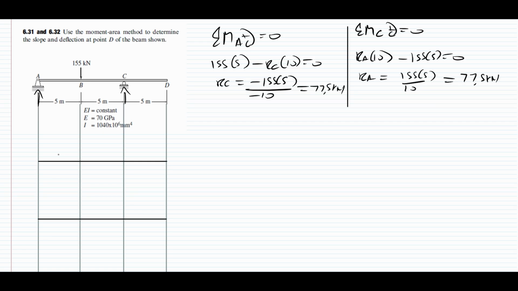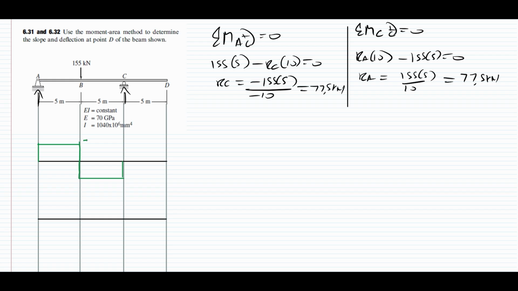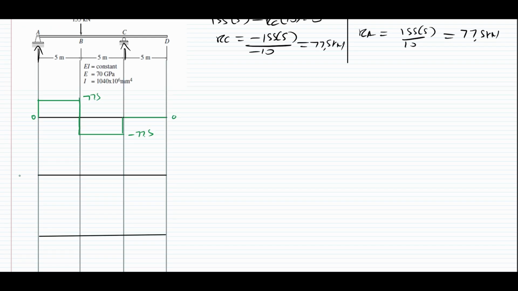Now let's do our shear force diagram. So RA, let's change color. We're going to go up to 77.5 and down to 77.5 and back. So we're going to have 77.5 minus 77.5 back to 0. And then your bending moment diagram will look like this, go back down, and then stay at 0.